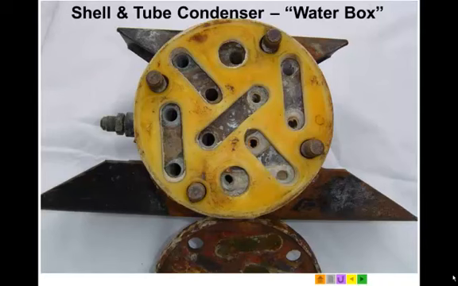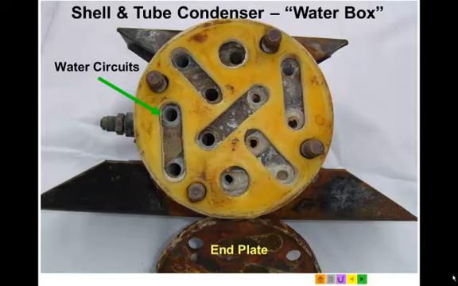Here we see the shell and tube condenser with the water box with the cover removed, and you can see the tubes for the water flow. The end plate has been taken off. There are water circuits, and the water flows through there, in and out. Circuit has been provided for the water to flow in and out around through those tubes.